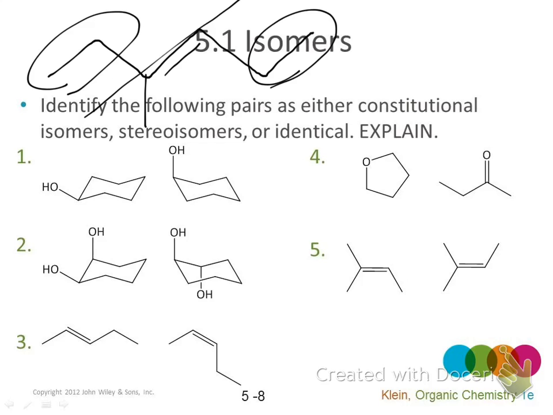Okay, let's start with: identify the following pairs as either constitutional isomers, stereoisomers, or identical, and then explain. So what's this? Identical. This is the one I just did, right? So if I drew it like level here. What's this? Constitutional. Can't be the same. Can't be stereoisomers. Okay. What about this?